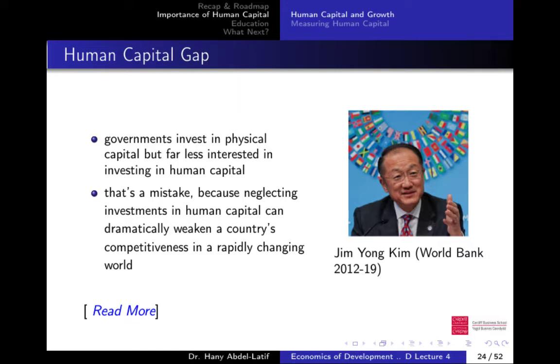Jim Yong Kim is the president of the World Bank. He just, I think, resigned last month, so he was the president till last month. This is something he wrote about the human capital gap, and the gap between developed and developing countries. And I guess you're not surprised. There's a large gap between developing and developed countries. But what he said was interesting.